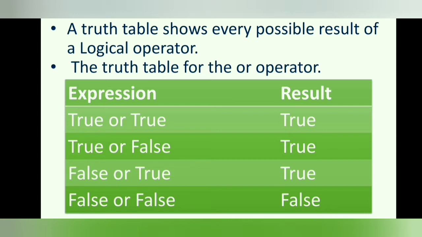Expression, result. True or true, result is true. True or false, result is true. False or true, result is true. False or false, result is false. The truth table for the OR operator shows that an expression is false if both the Boolean values are false. It is true in all other cases.